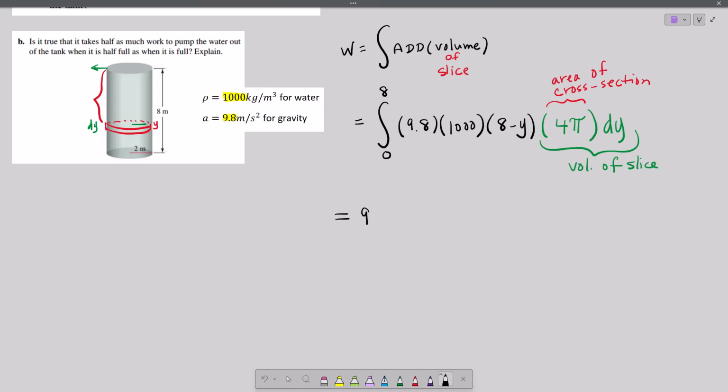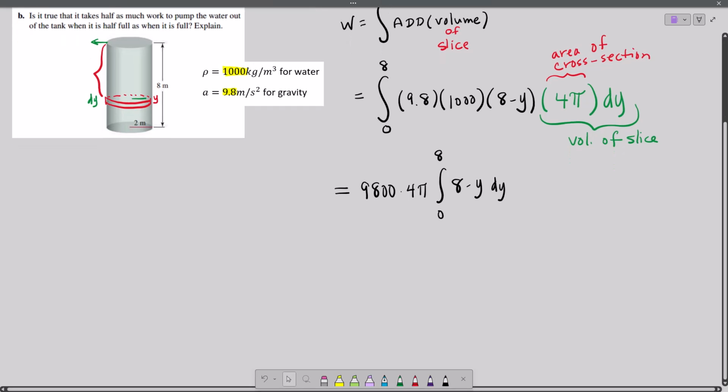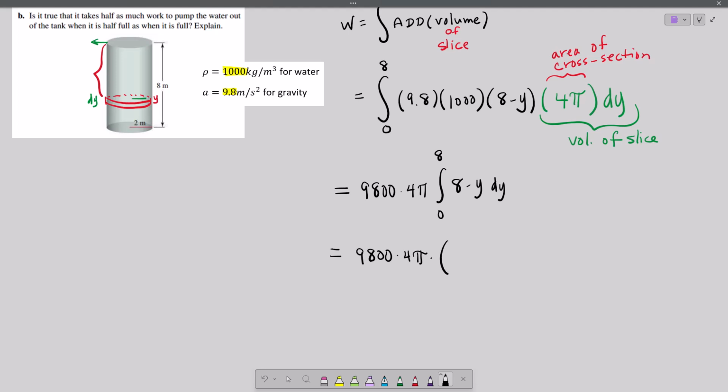And then this all becomes fairly straightforward from here on, if you get the setup right. That's going to pull out a 9800. The 4 pi is going to come out. And let's just simplify what's inside. Oh, it's just 8 minus y dy. So there is what we have to integrate. Once again, integrating a linear function. That's not bad. I'm not going to multiply this together yet, because maybe there's cancellation. So we integrate, we get 8y minus y squared divided by 2, from 0 to 8.